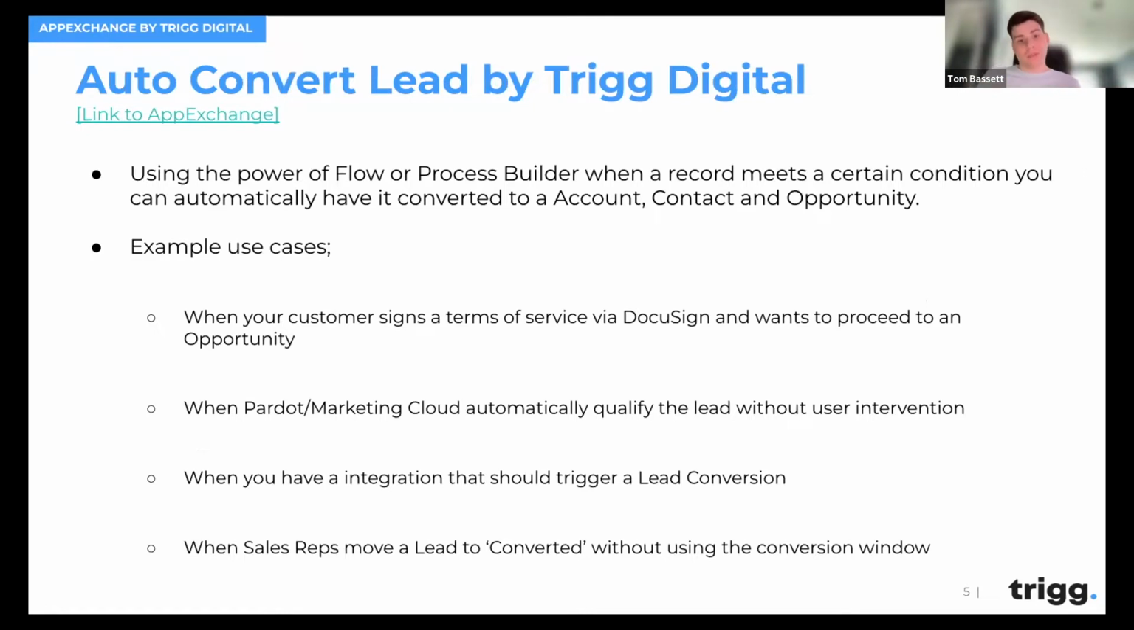Ultimately, as I said, it pretty much does what it says. When a lead meets a certain condition, you can use the tools you may be familiar with already, such as Flow or Process Builder, but bear in mind, use Flow because Process Builder is going through phase retirement right now. And when a record meets a certain condition, you can automatically have it converted to an account, contact, and opportunity.